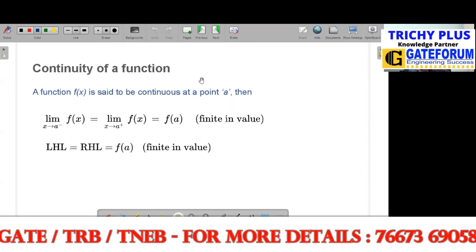So what is the continuity of a function? A function is said to be continuous at a point a if the left hand limit and the right hand limit are the same. At the same time, it has to be equal to f of a of that function.